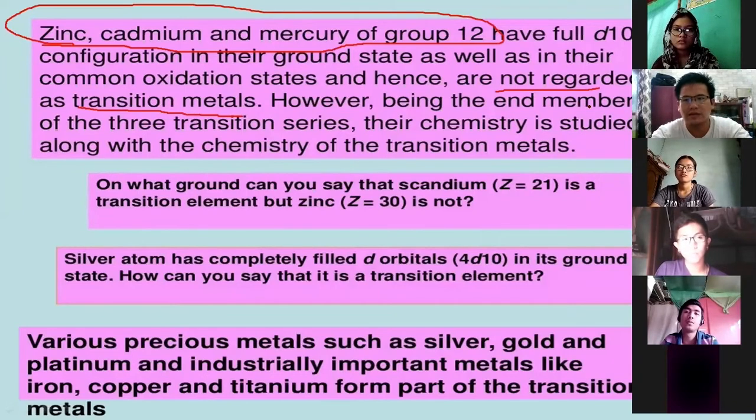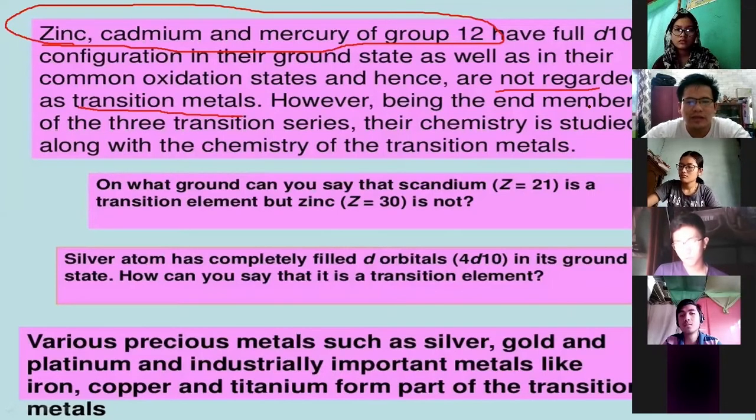Okay, their electronic configuration is at the end, and since they are not regarded anymore as transition elements, we're still going to study the chemistry of these elements, namely zinc, cadmium, and mercury. Zinc, cadmium, and mercury have completely filled d orbitals. Since they are at the end of the transition series, we are going to study their chemistry.